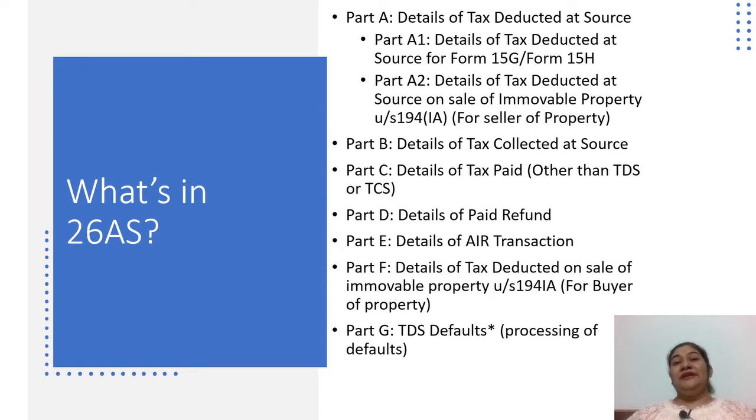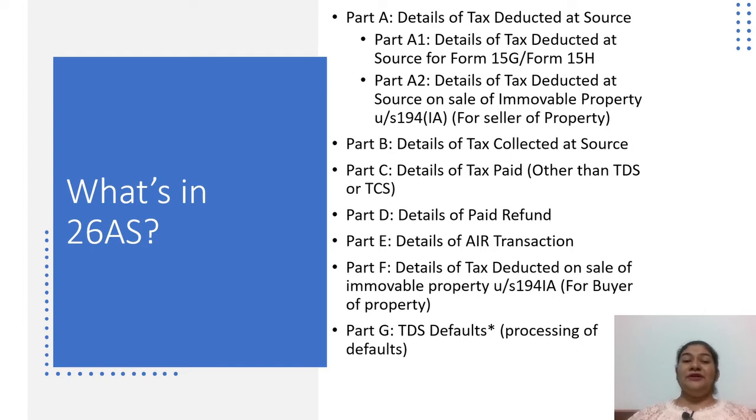Part G is the TDS defaults. Now, if you are a TAN holder and you are supposed to deduct taxes and there are certain defaults, that is, you deducted a short amount or there was no deduction, the interest to be charged to you for the short deductions or for the late deductions or for any defaults will be reflected here.